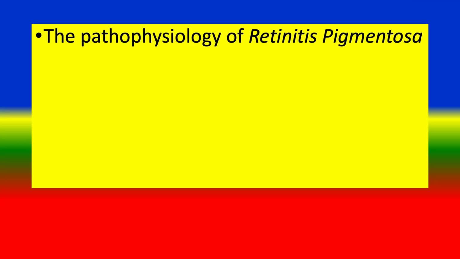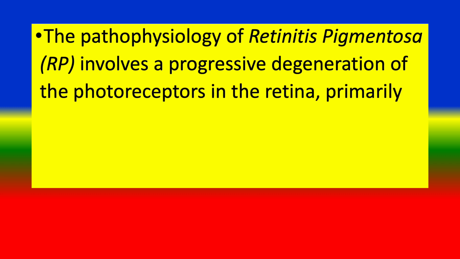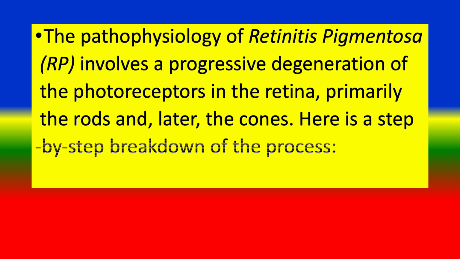The pathophysiology of retinitis pigmentosa, RP, involves a progressive degeneration of the photoreceptors in the retina, primarily the rods and later the cones. Here is a step by step breakdown of the process.